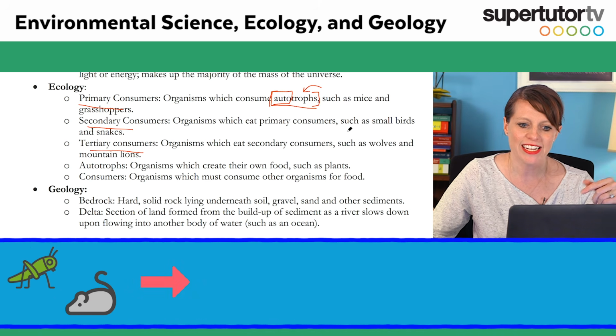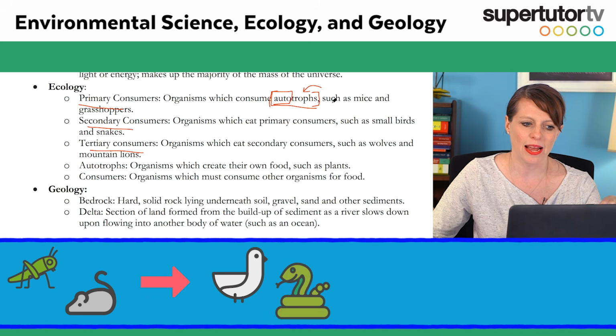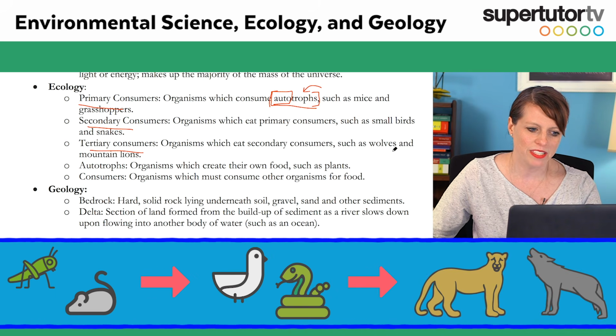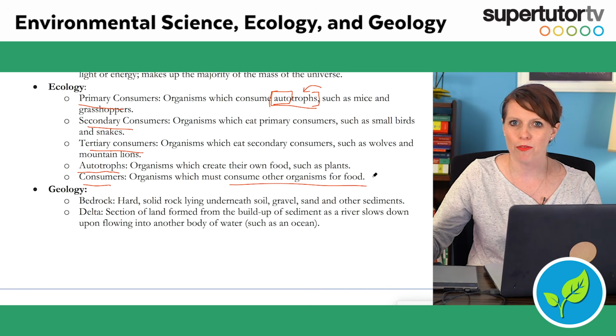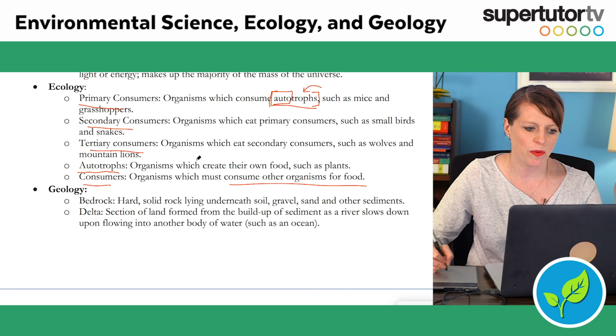Secondary consumers eat primary consumers, right? So small birds and snakes are then eating mice and grasshoppers. Then we have tertiary consumers, and they eat bigger consumers. So wolves and mountain lions. Consumers are organisms which have to consume other organisms in order to get food. So it's not just a carnivore, herbivore kind of breakdown. Those are just a little bit of vocabulary that you should be familiar with.